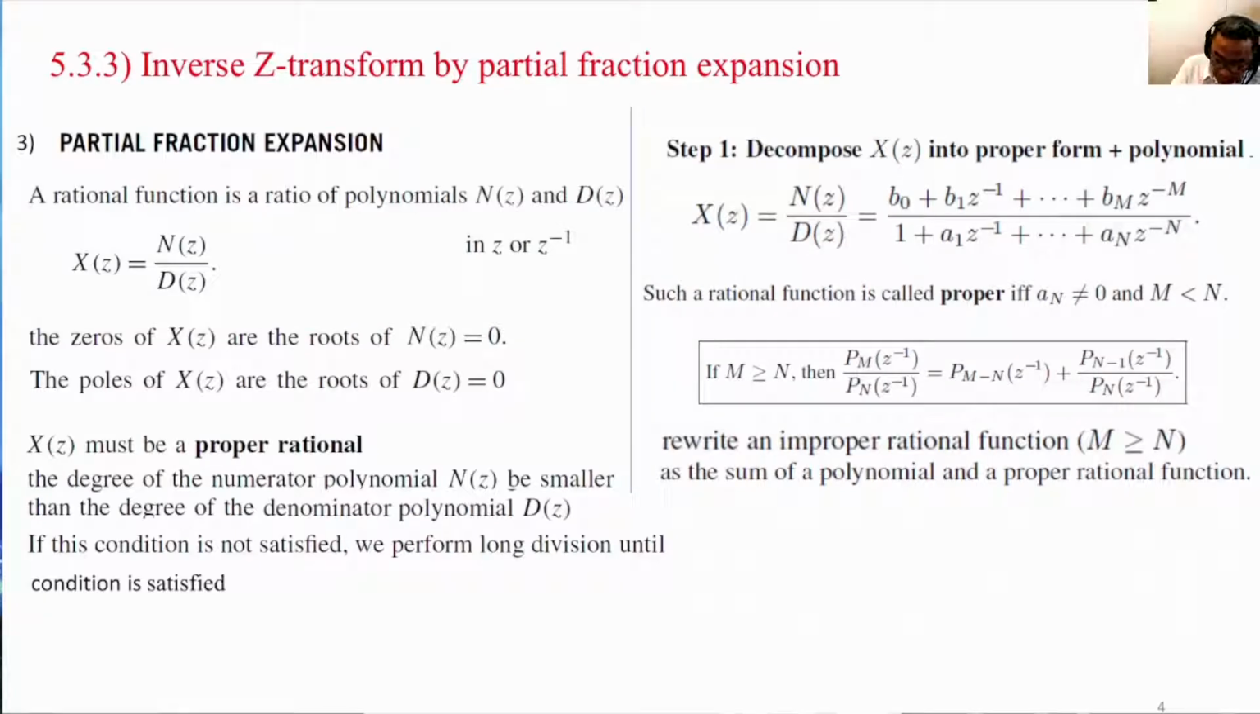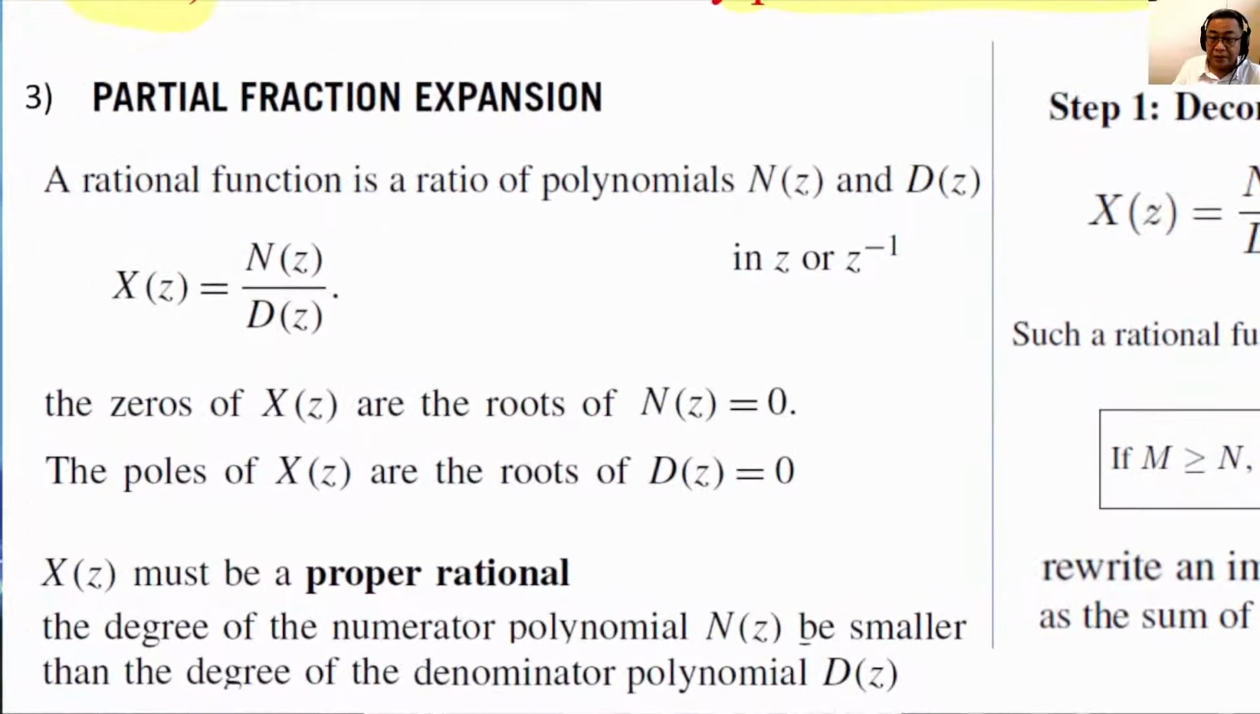This is chapter 5.3.3, where we are going to use partial fraction expansion to find the inverse Z transform. Typically, we're given a Z representation as a rational function of a numerator power of Z over the denominator power of Z, where Z can be in positive Z power or negative Z power. It doesn't really matter. We can convert one to the other.